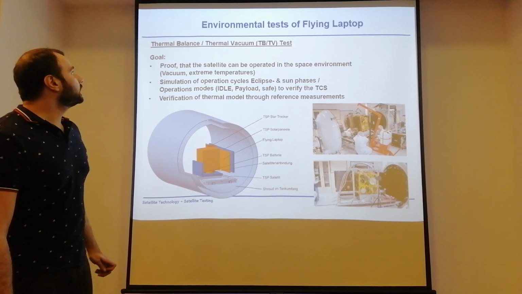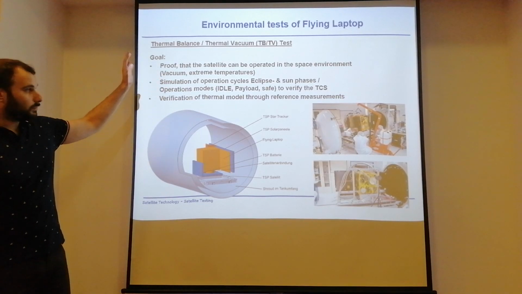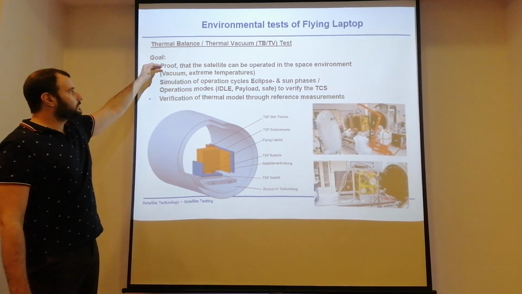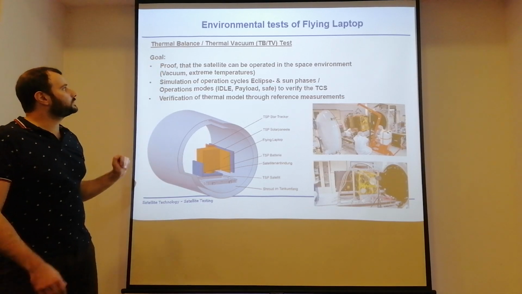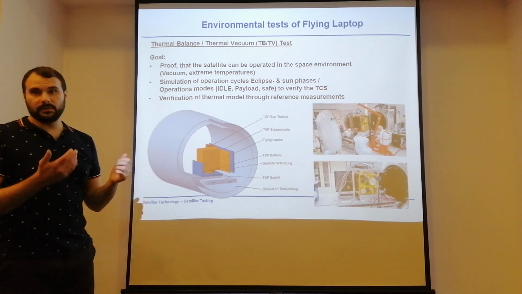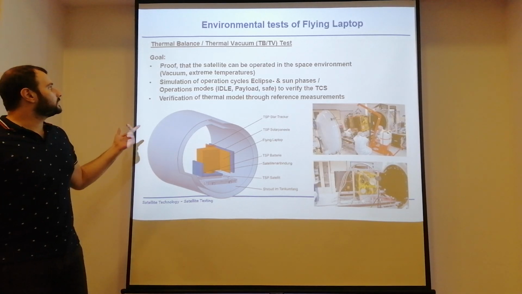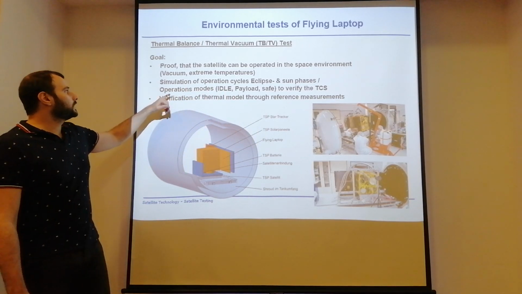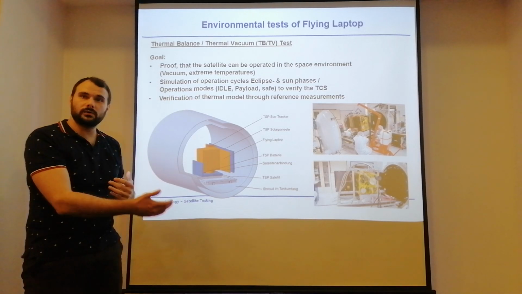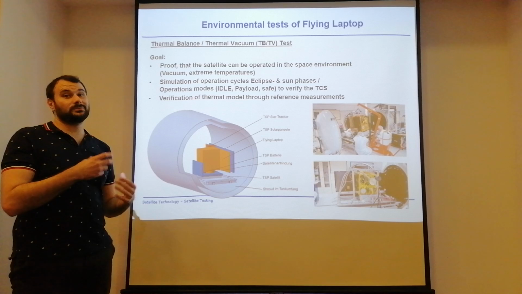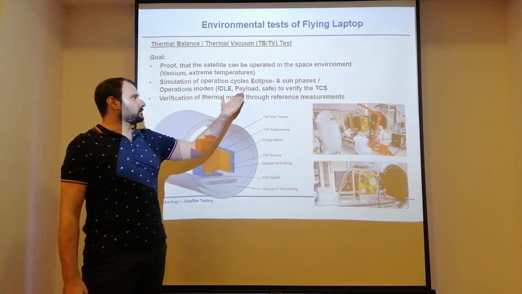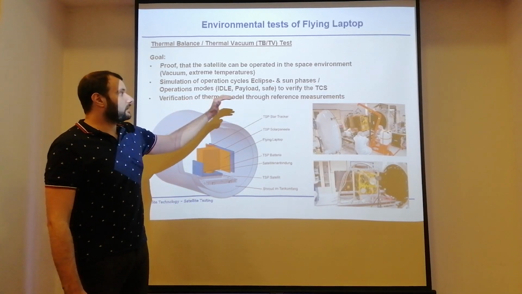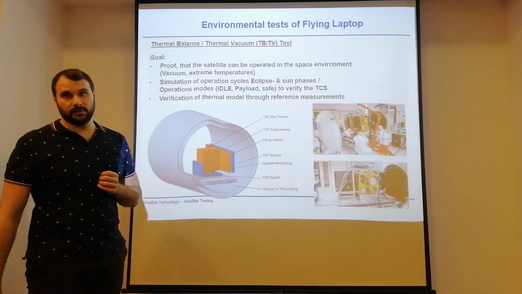Then in terms of environmental testing, more of Flying Laptop, the thermal balance and thermal vacuum tests were performed, which you already know. The goal is to prove that the satellite can be operated in a space environment within the extreme temperatures and the vacuum. We simulated the operation cycles during eclipse and sun phase, but also during different operation modes. You might have an idle mode where the satellite is not doing much, so it's not generating so much internal heat, whereas if you go for the payload operation, there might be more excess heat at different points, and you want to verify that your thermal control system is able to cope with those influences.